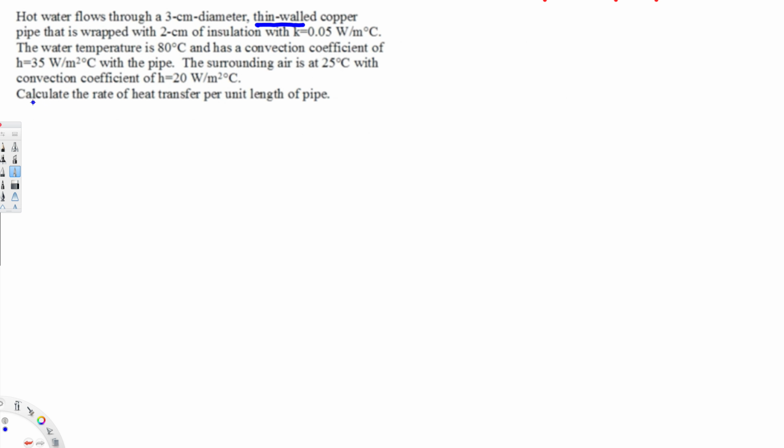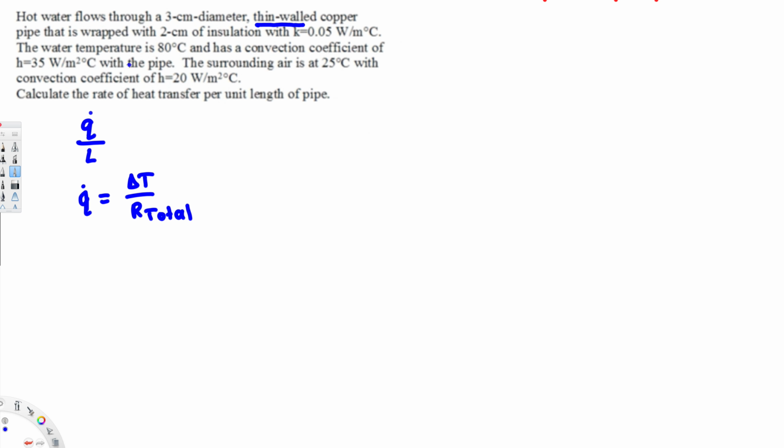Now the question is asking to calculate the rate of heat transfer per unit length. Right, heat transfer rate per unit length. So here we are trying to find Q dot over L. First of all we have to find Q dot, right? To find Q dot we use this equation, that is delta T over R total. In order to do this we have to find R total.